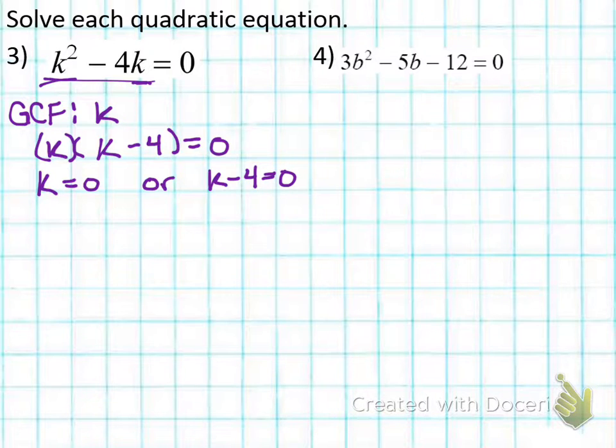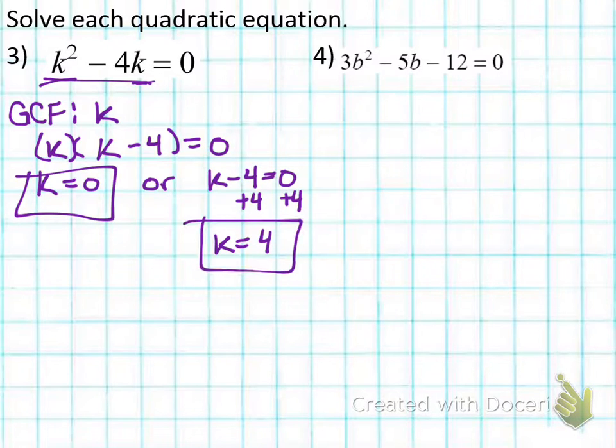So just 10 seconds really quickly. Show me the two final answers that you get. One of them's already solved for. Just solve for k in the other equation and show me your answer on your iPads. So if these are my two equations, I already have one of them solved for. The other one over here, if I add 4 to both sides, that gives me k equals 4. Okay, so those are my two answers.